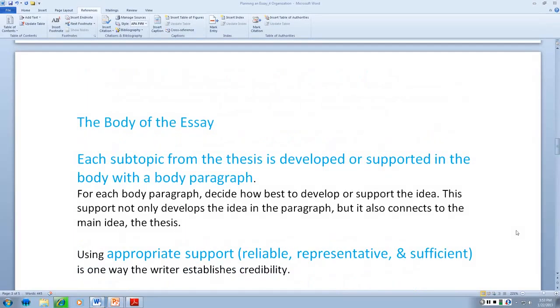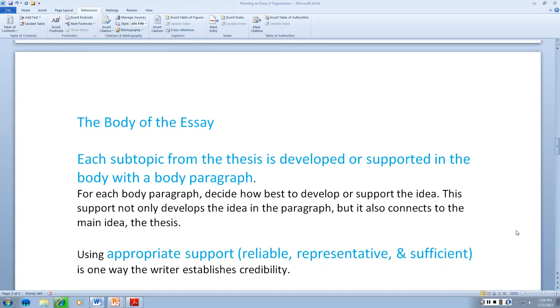Once you have organized the body of the essay, that is, the paragraphs themselves, you understand that each of those subtopics is developed or supported with a body paragraph, sometimes more than one. But then within each body paragraph, we need to decide how to best develop or support the idea. This support is related to the paragraph topic, and it always connects back to the thesis, or ideally connects back to the thesis.